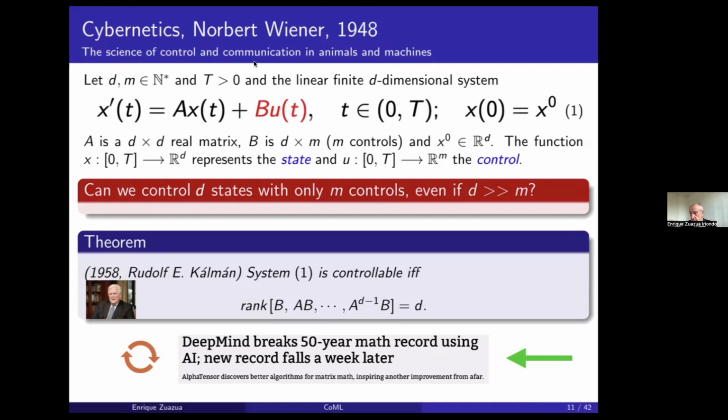And then Kalman was clear. He said, listen, a problem that makes very much sense is that of controllability.